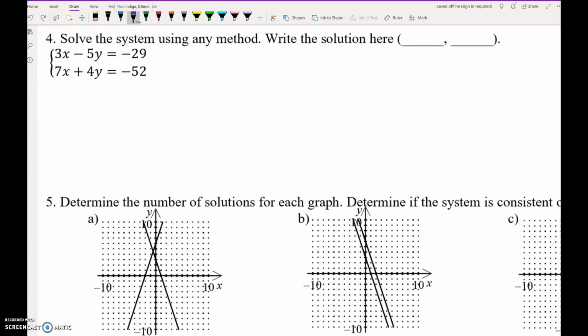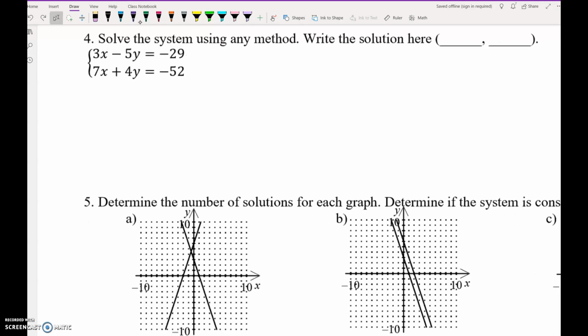Number 4, for those of you who really, really love substitution, I would strongly recommend against using substitution. It would not be very easy to get either of these variables by themselves. So elimination is definitely your best bet here. And we could try to get the x's to be the same. We'd have to shoot for 21. But I really like that this is a negative and a positive. Think about 5 and 4. What number pops into your head?